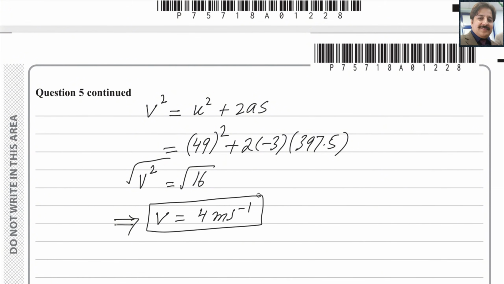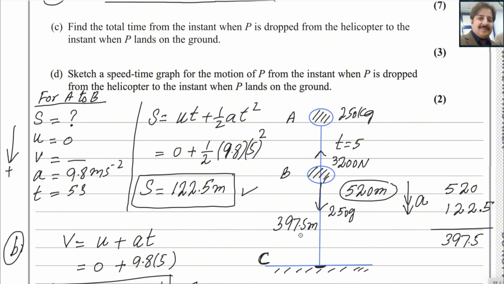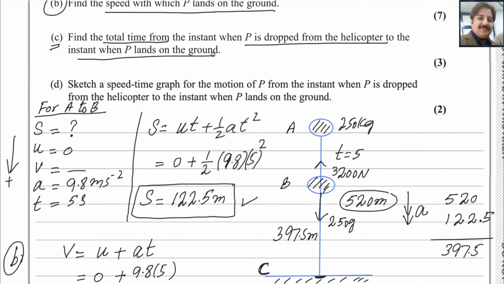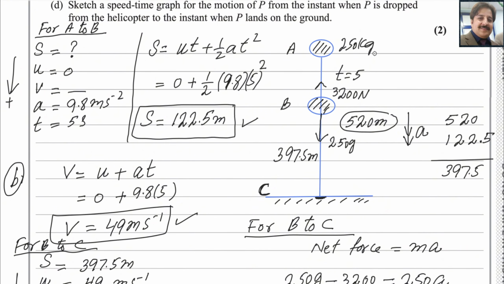Hopefully you understand it. Okay, the second part is done. Let's move on. For C, find the total time from the instant when P is dropped from the helicopter to the instant when P lands on the ground. From here to here, we already found the time taken is 5. Now you need to find the time taken for B to C. Then we will add up these two times to get the total time.